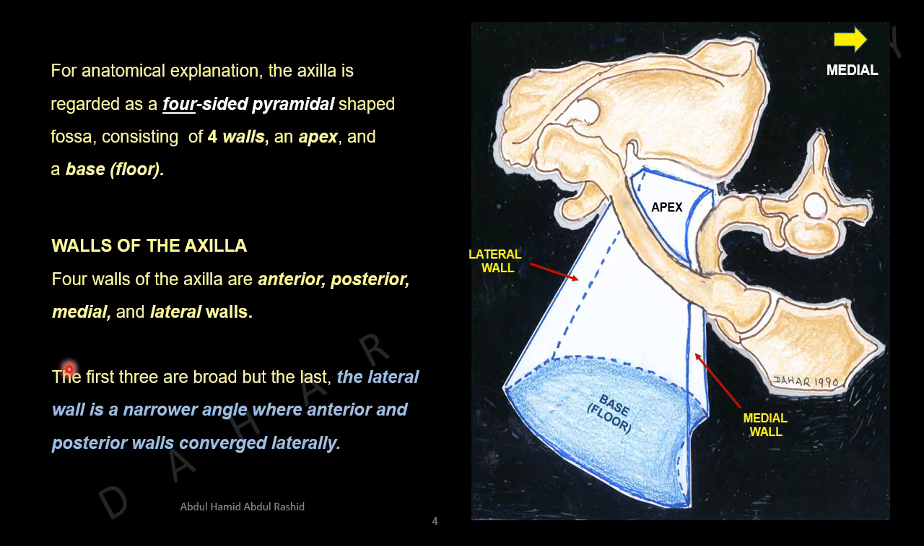The first three walls, that is anterior, posterior and medial walls, are broad, but the last, the lateral wall, is a narrow angle where anterior and posterior walls converge laterally. We'll explain later.